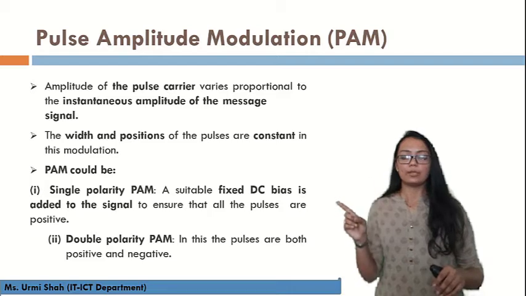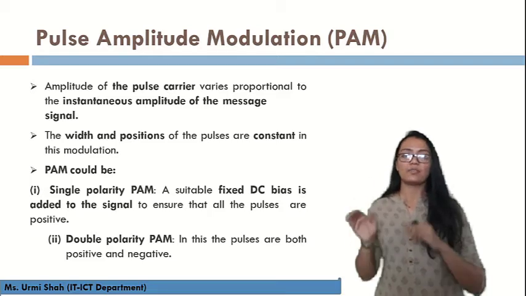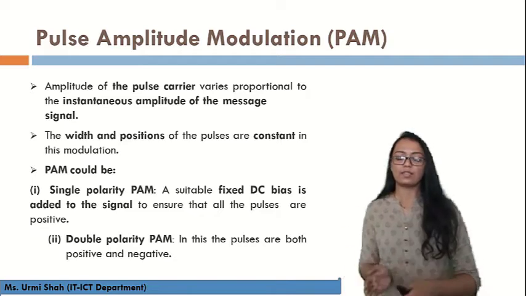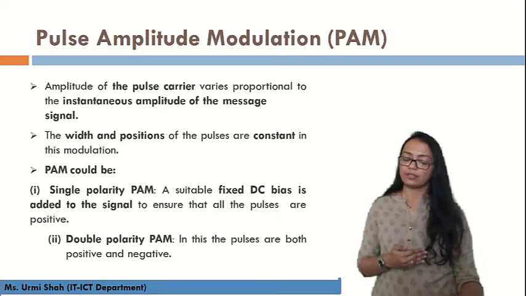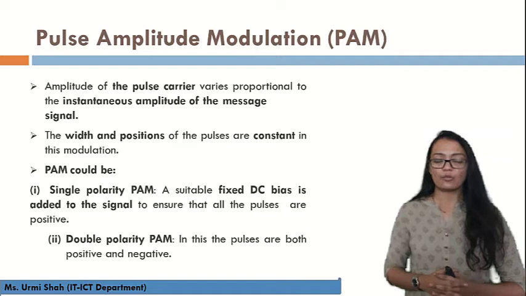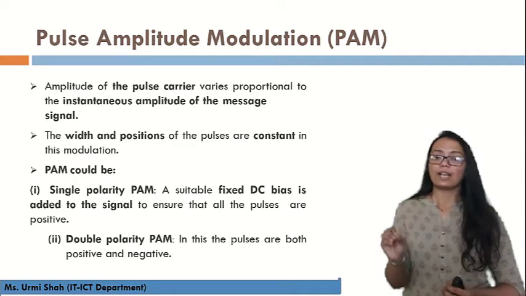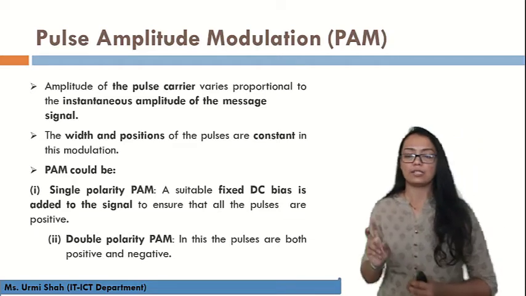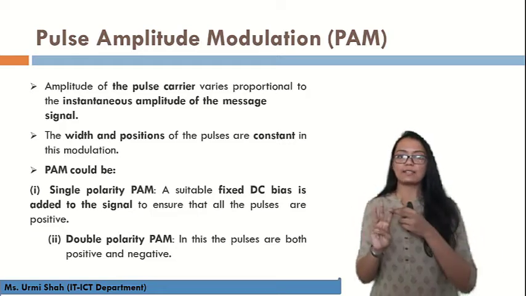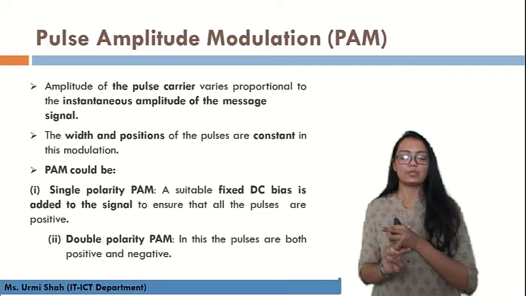If it is pulse amplitude modulation, that means we are varying the amplitude. If it is pulse width modulation, that means we are varying the width. If it is pulse position modulation, that means we are varying the position of the signal. Whatever we are varying, the other two parameters will remain constant. In total we have three parameters: amplitude, width and position.